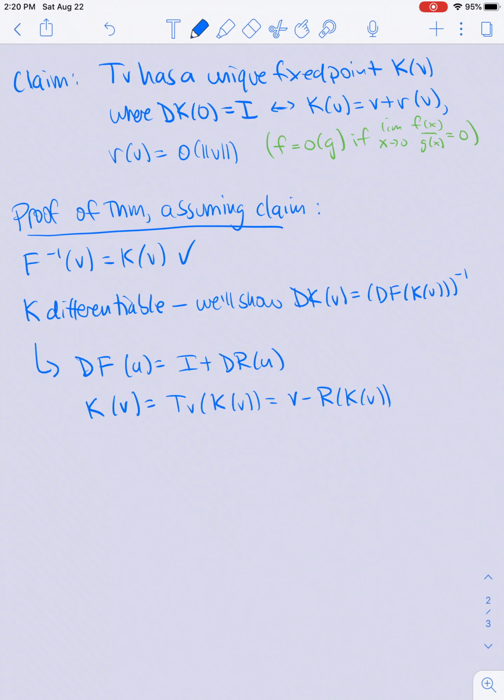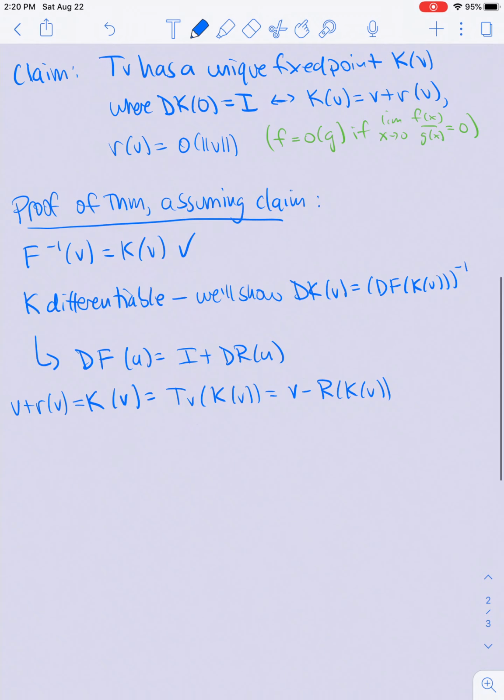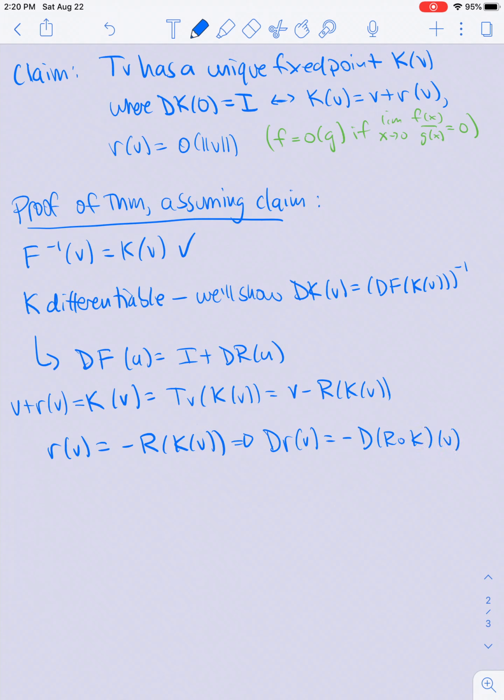Now I can replace this left-hand side with v plus r of v, because I know that k of v is equal to v plus r of v. And I can remove the v's, and I get that r of v is equal to minus r of k of v. And so this tells me that when I take differentials, dr of v is equal to minus dr composed with k of v. So I can plug this back in to the df equation.